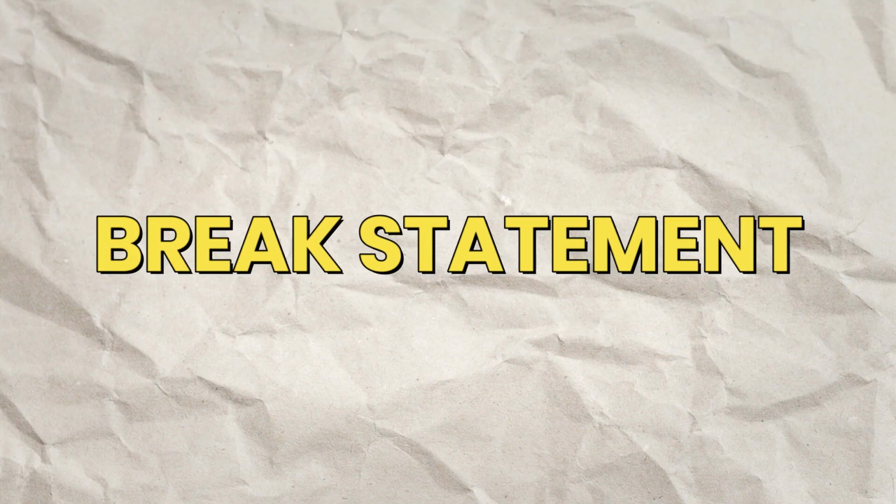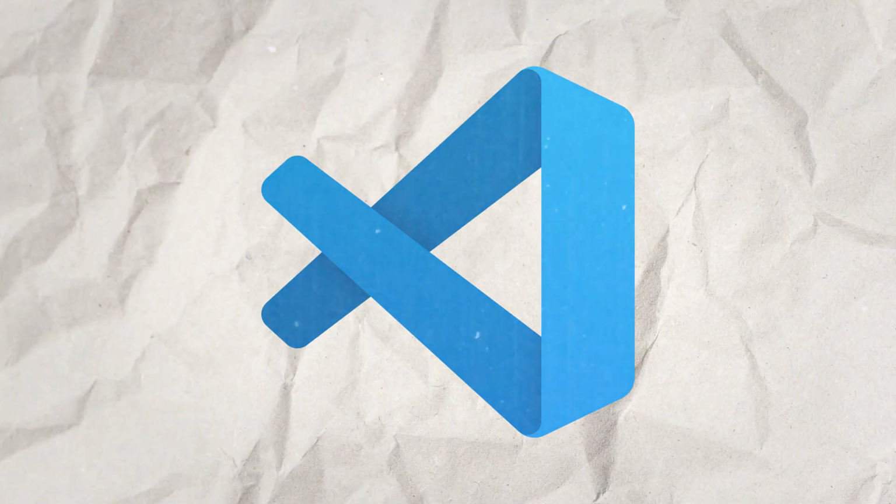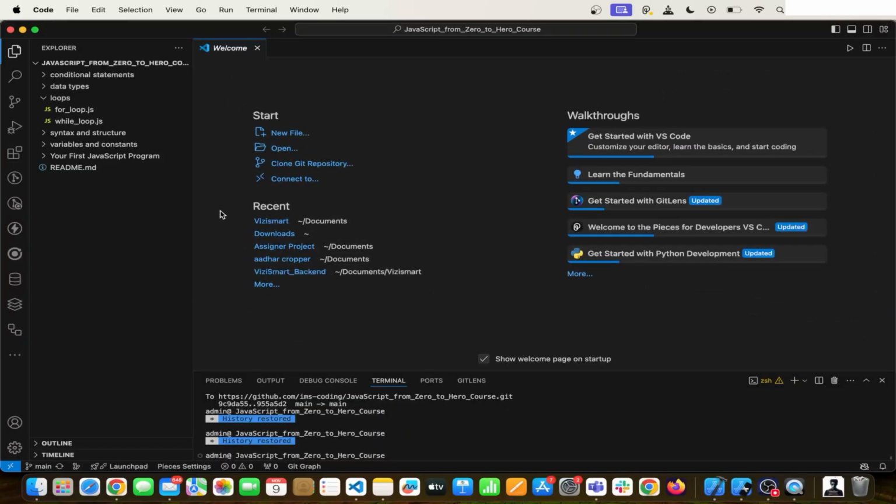First, let's talk about the break statement. This statement tells the loop to stop running immediately. So let's see an example in Visual Studio Code. So here I have opened Visual Studio Code. Let's zoom it a little bit.